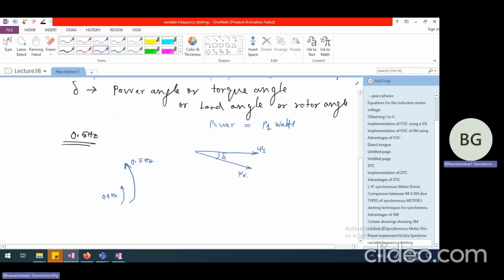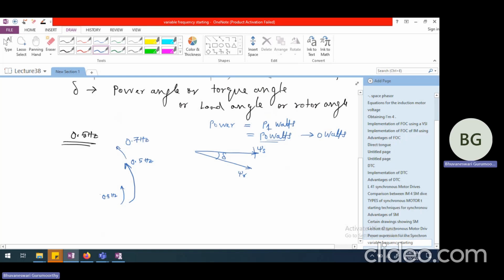Now as psi r synchronizes itself with psi s, we should have reached some P0 watts, which is actually smaller than P1. Once it synchronizes completely, this is going to become zero, because the two are synchronized and delta will be zero. So there will not be any power generated at all. Now I'm going to increase the frequency to 0.7 hertz, let us say.